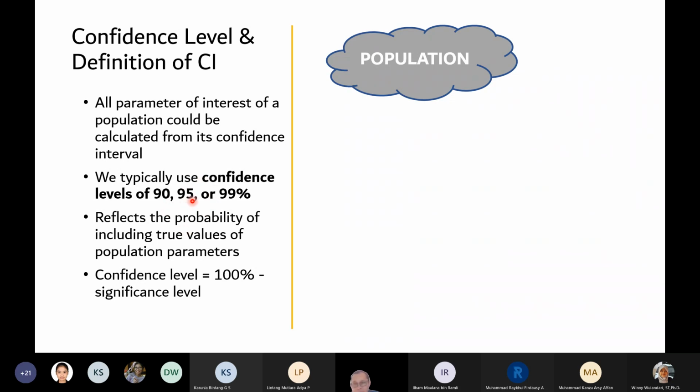Why 90? Why 95? Well, 99 is probably quite obvious. As I told you a few minutes ago, we cannot work with a 100% confidence level. So the next best thing is 99%, right? Okay, so how about 90 and 95? Why do we like these numbers?